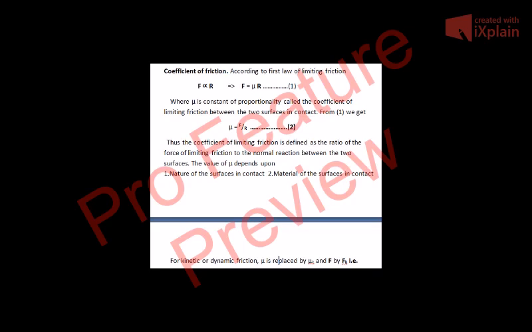Today we are going to discuss coefficient of friction. As you know, we are dealing with laws of motion for class 11th. And in the last class, we discussed friction. What is friction? We discussed limiting friction, kinetic friction, and laws of friction. Today we are going to discuss coefficient of friction.